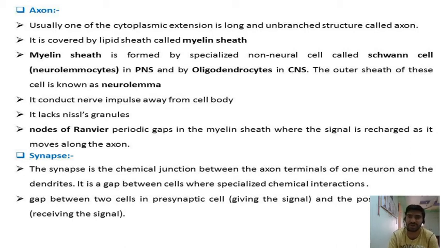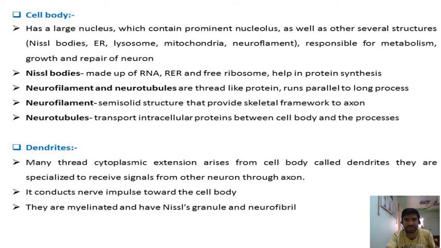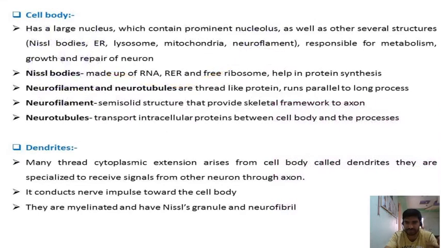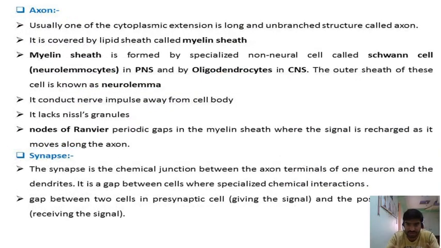The outer sheath of these cells, surrounding the myelin sheath, is known as the neurolemma. The axon conducts nerve impulses away from the cell body.